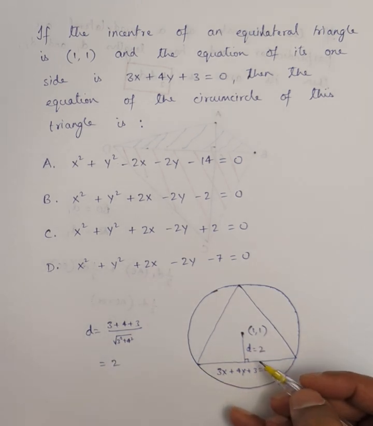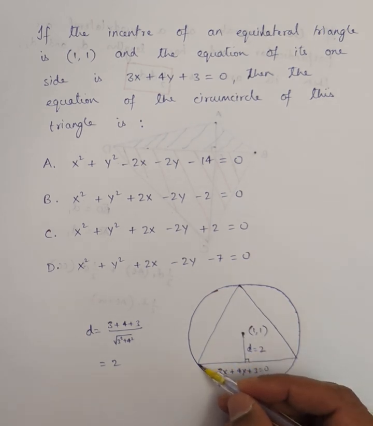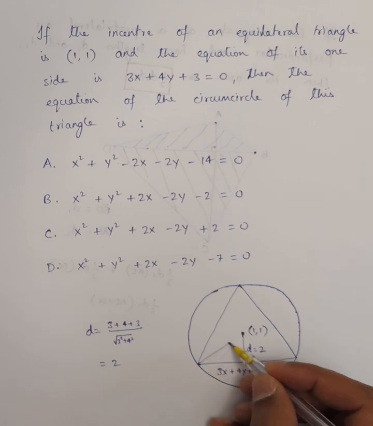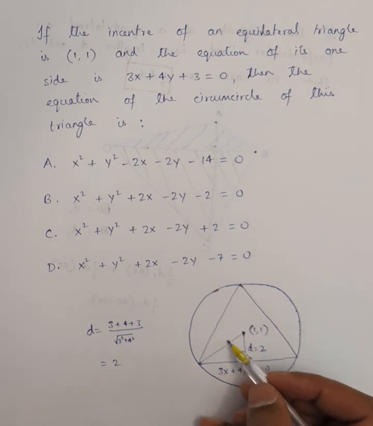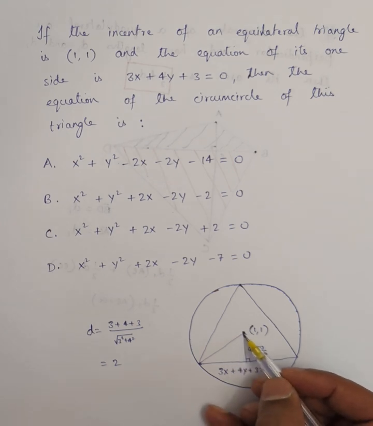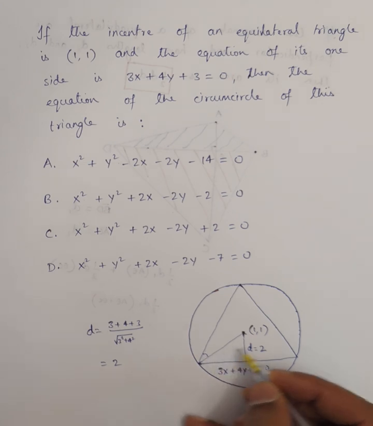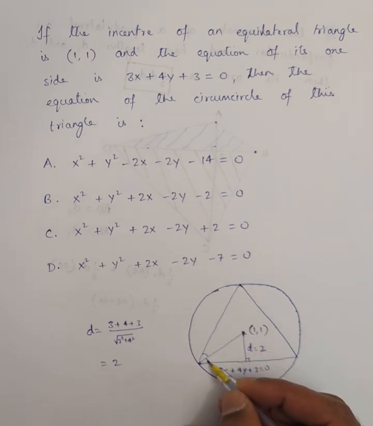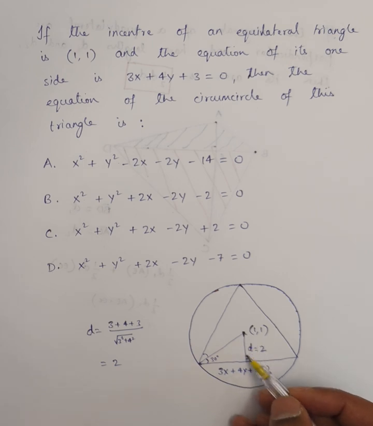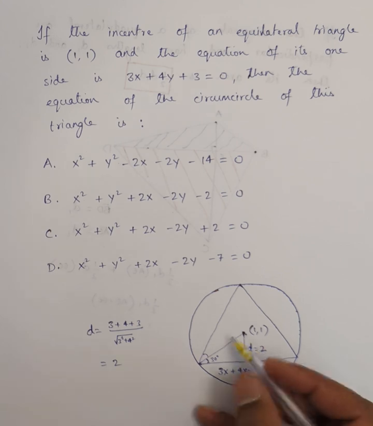So if the distance is 2, and notice this is the radius which joins a point on the circle to the center. But since this is the centroid or the center, and it will split this angle, it's the incenter. So it's an angle bisector. So this angle is going to be 30 degrees. So I have a 30-60-90 triangle, and this is a short leg because it's opposite to 30 degrees. So the hypotenuse, which happens to be the radius, is going to be 4.